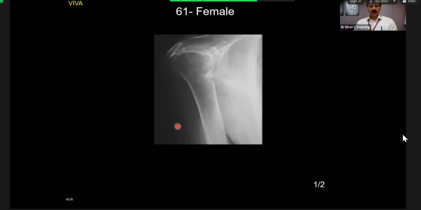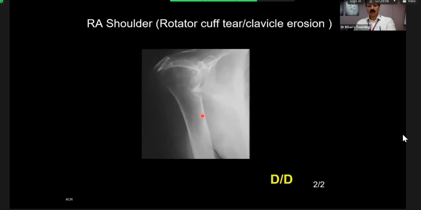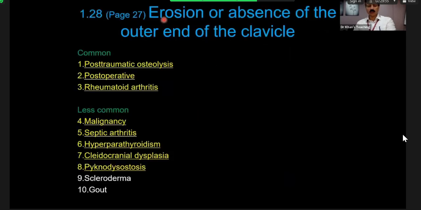Thank you. Well done. So if you see here, this is a case of advanced rheumatoid arthritis. First of all, if you go back to your differential diagnosis, erosion or absence of outer end of clavicle, the top 3 are post-traumatic osteolysis, post-operative, and rheumatoid. And then less common are all of these. If you remember, we have already done these 3, dysplasia, these 2, cleidocranial dysplasia and pycnodysostosis in the first chapter.